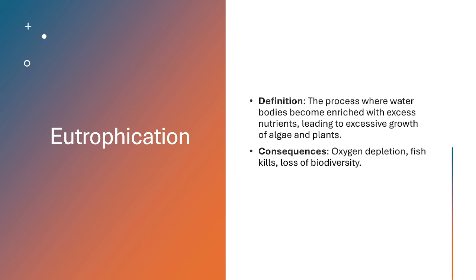One of the most well-known consequences of chemical runoff is eutrophication, which is a process that occurs when water bodies become enriched with excess nutrients, leading to an overgrowth of algae and aquatic plants. The excessive growth depletes oxygen levels in the water, resulting in fish kills and a loss of biodiversity.